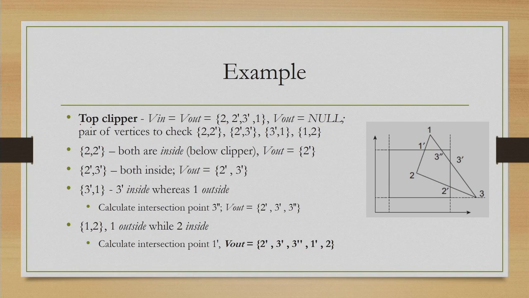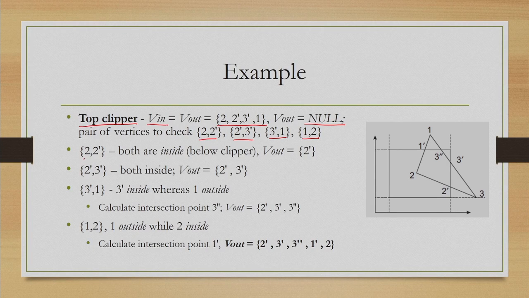Then we check against the top clipper. Now, in this case the V in, or the input vertex list, is the output vertex list after checking against the right clipper. So, that is 2, 2 dash, 3 dash, 1. Initially V out is null, and the pairs of vertices we need to check are 4 2, 2 2 dash, 2 dash 3 dash, 3 dash 1 and 1 2.